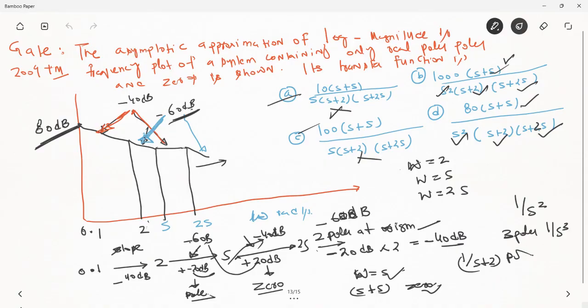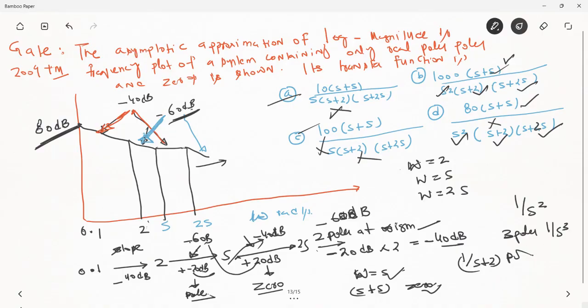20 log k is equal to 40. K value is 100. And then you have 100 s plus... okay, this is not correct. This is also not correct. This is also not correct.